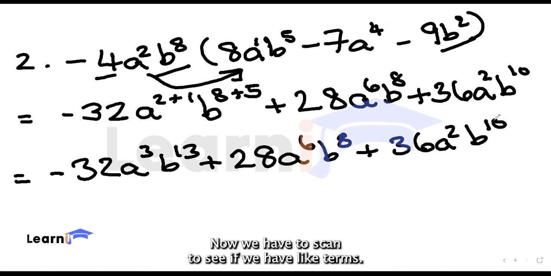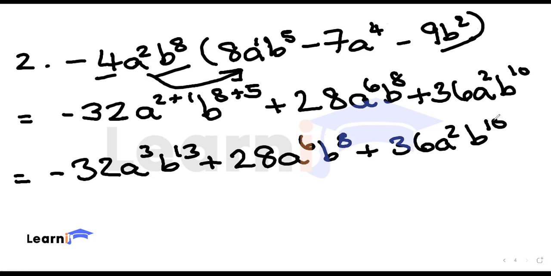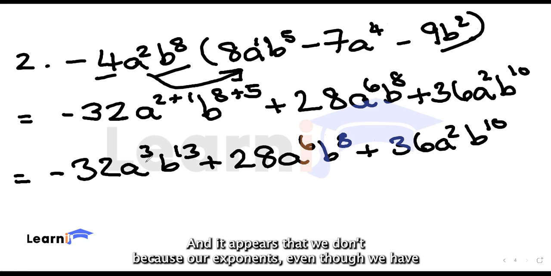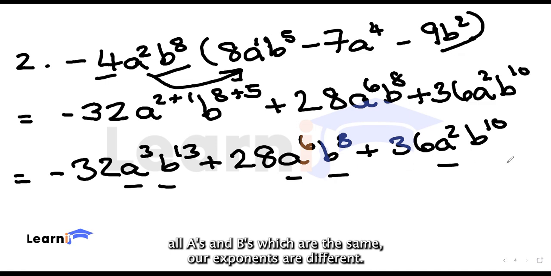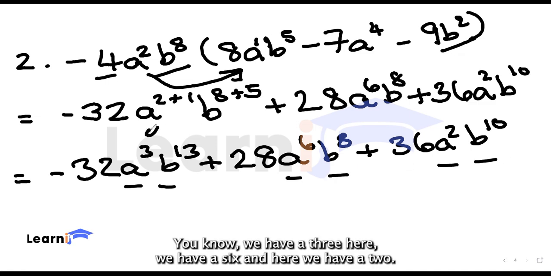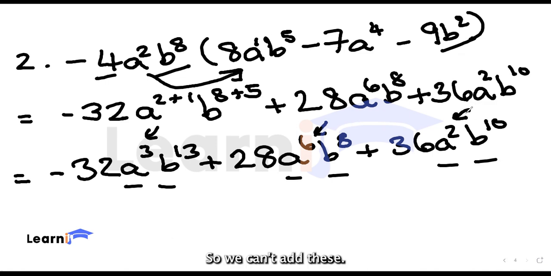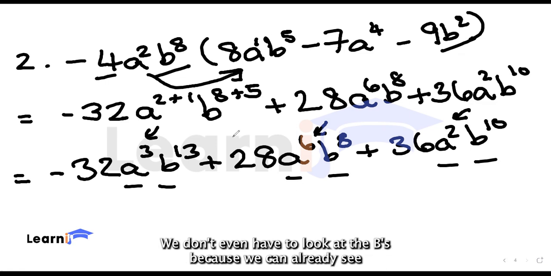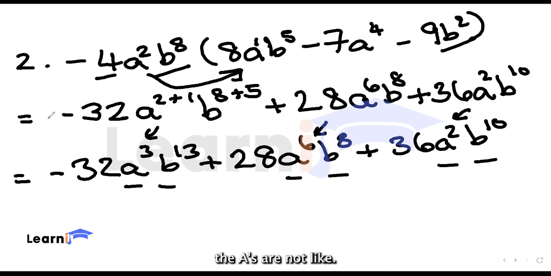All right, now we have to scan to see if we have like terms. And it appears that we don't, because even though we have all a's and all b's, which are the same, our exponents are different. Here we have a 3, here we have a 6, and here we have a 2. So we can't add these. All right, they are unlike terms. We don't even have to look at the b's because we can already see the a's are not like.